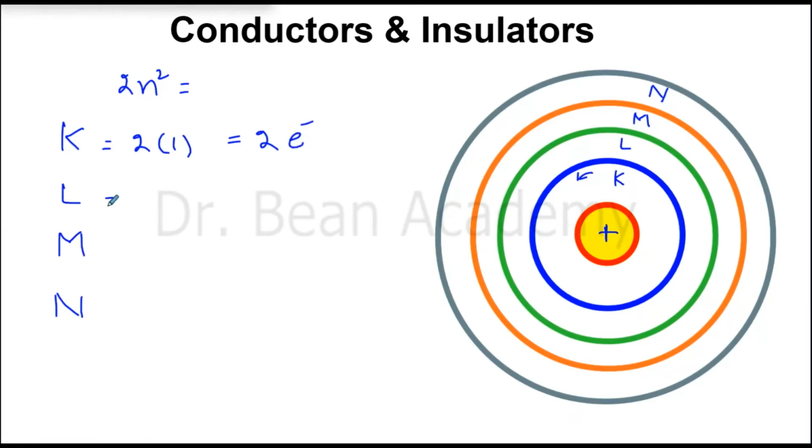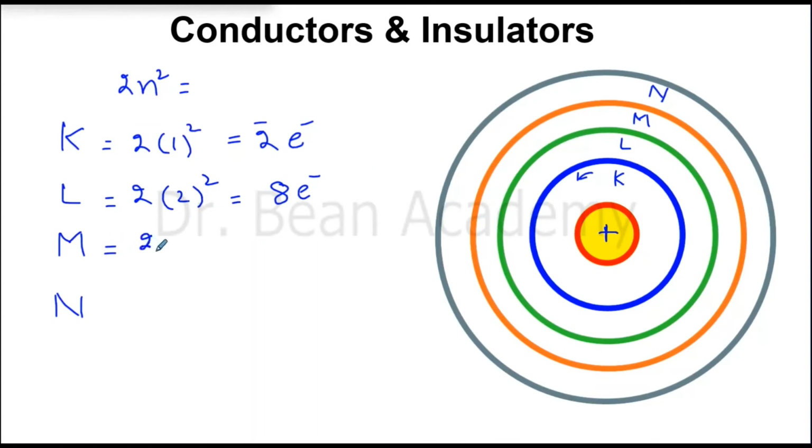Similarly, for L it equals 2 times 2 squared. Of course, in the first case it's also squared, but 1 squared is 1, so it is 2. For 2 times 4, that is 8, so a total number of 8 electrons can fill the second shell of an atom, which I have labeled as L.